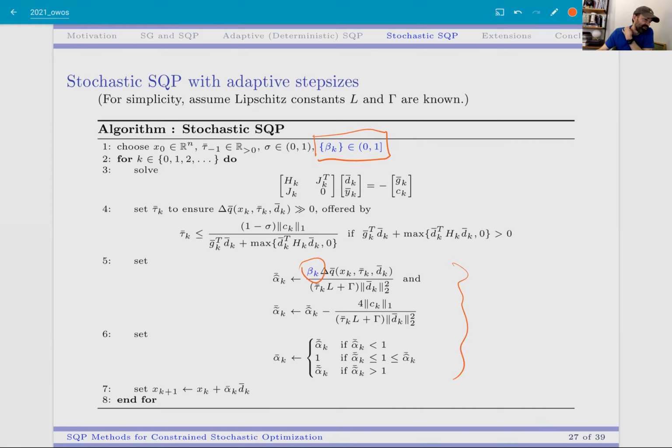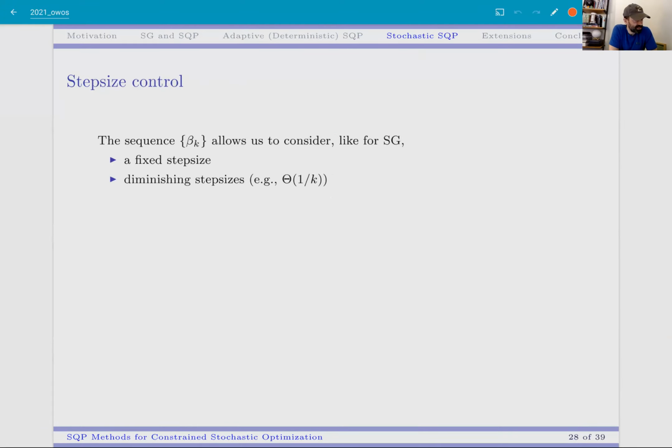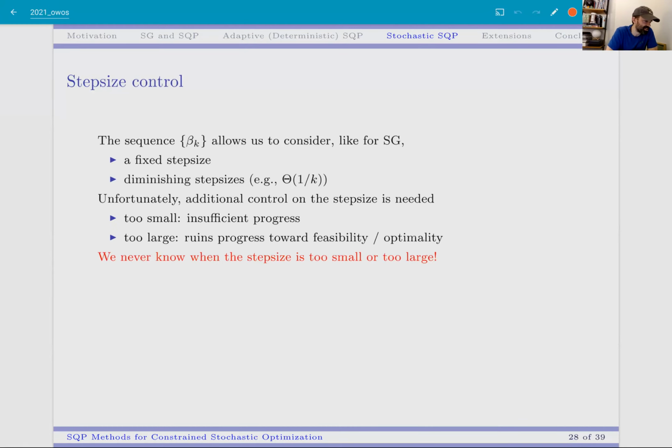Now, there's one more wrinkle though that we do need to introduce. In particular, there's this step size sequence beta that, like for stochastic gradient, we could either fix or diminish. But even when we introduce that, there is some additional control on the step size that's needed. You have to keep in mind that we're dealing with a more complicated setting than the regular stochastic gradient method. We have these constraints, and we need to make sure that any potential improvement that stochastic gradient says we might be able to make in the objective, we're not ruining our progress towards the constraints at the same time.